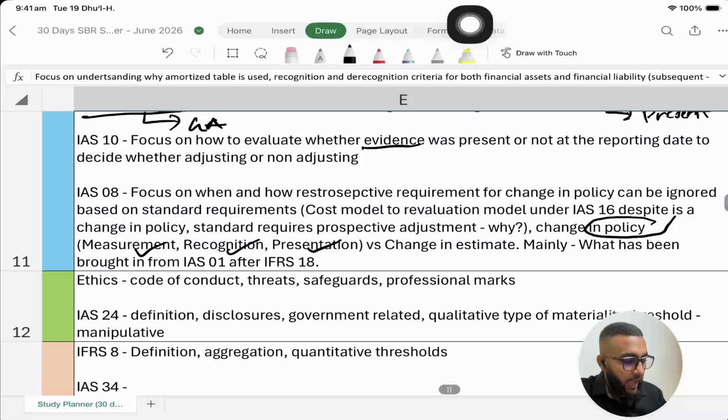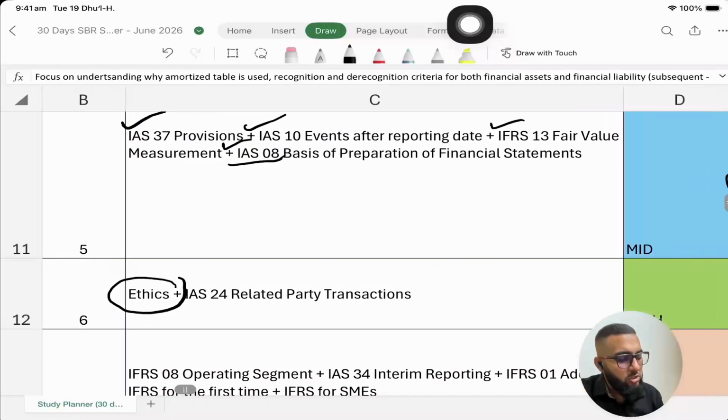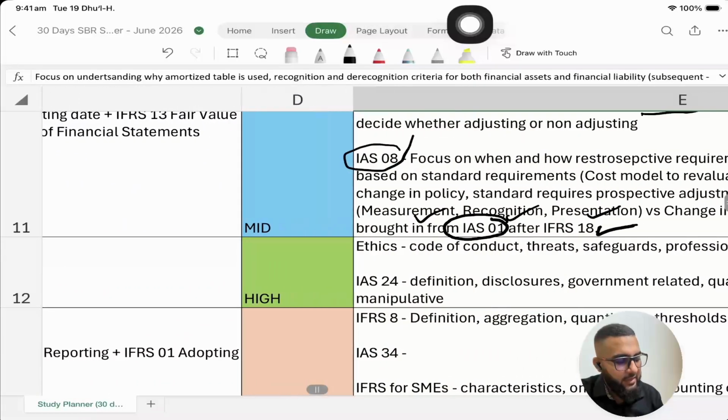Right. And then there are certain aspects that are brought in from IAS 1 after IAS 1 was discontinued and IFRS 18 came in as the standard. There were certain items that moved from IAS 1 to IAS 8. Look at what those are. All right. Then moving on to the next, day 6, the ethics, right?